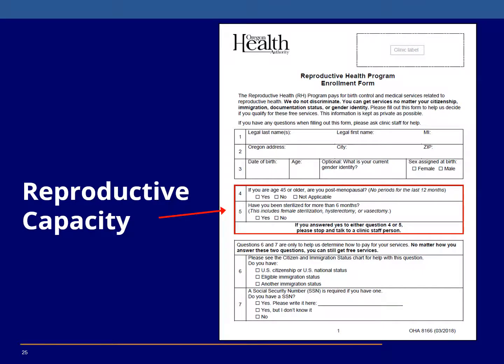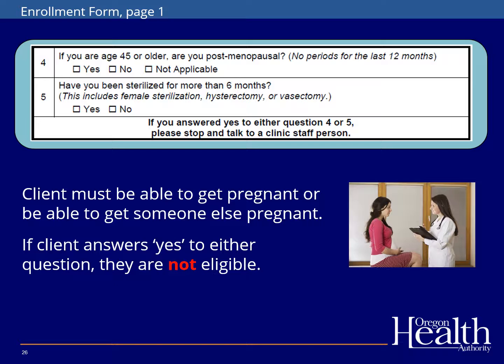Then we come to questions 4 and 5, which ask about the client's reproductive capacity. All of our funding streams require that the client either be able to get pregnant or get someone else pregnant. So if a client is postmenopausal or has been sterilized, they are not eligible for the RH program. To be honest, we struggled with how to word these questions in a way that was both medically accurate and low literacy. Since we've rolled out the enrollment form, we've received suggestions for more understandable wording and will definitely incorporate them in our next version of the enrollment form.